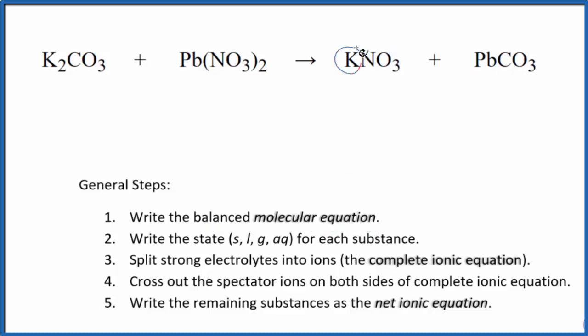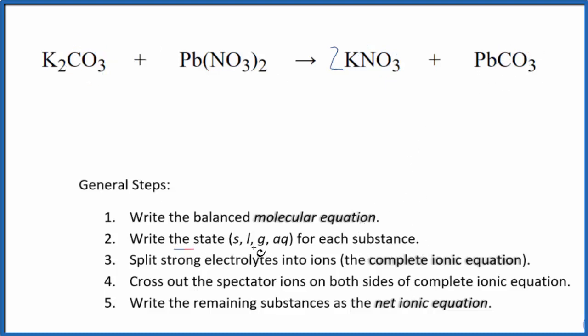You can see I have one potassium here and two here. So I'm going to put a 2 as my coefficient. That balances potassiums, but I have two nitrates. That's okay because I have two nitrates here. Those are balanced. Lead, and then I have a carbonate here and here. So the molecular equation is balanced.